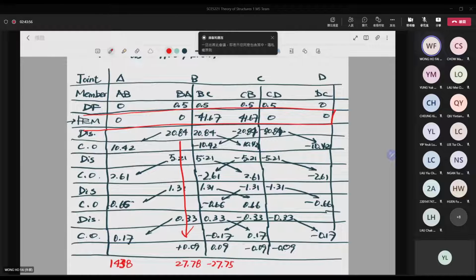And then you have 41.67 and then minus 20.84 and then plus 10.42 and minus 5.21 and plus 2.61 minus 1.31 plus 0.66 plus 0.33 plus 0.17 minus 0.09. So 41.67. So again, this one is 27.75.